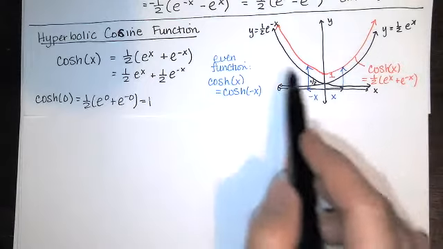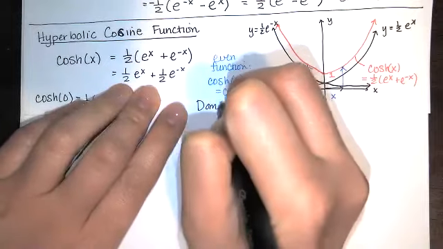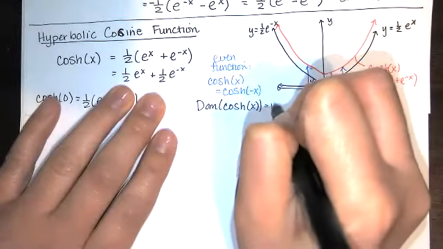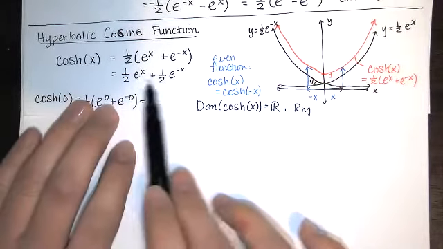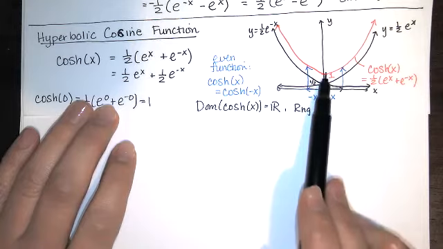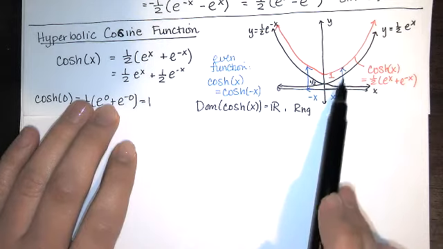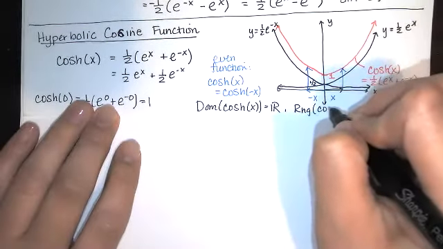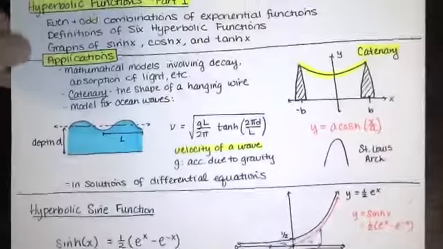And I think we can all see that the domain is all real numbers. You can put in any x value you want. It's going to work out just fine. And the range, well, the smallest that it could ever possibly be is right here. When x equals 0, we get 1. And then after that, we end up adding those two values together, the value of that exponential and that exponential. So we always get something that's greater than 1. So the range of the hyperbolic cosine function is 1 to infinity. Okay.